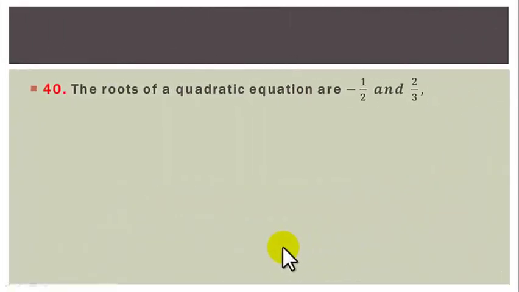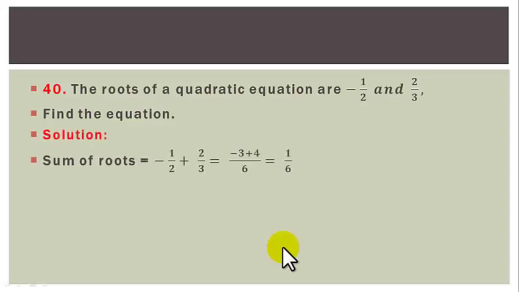Question number 40. The roots of a quadratic equation are -1/2 and 2/3. Find the equation. Solution. Let us find the sum of the roots. The sum of the roots is -1/2 plus 2/3.